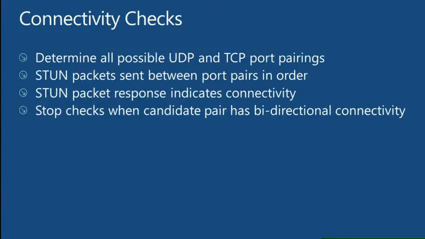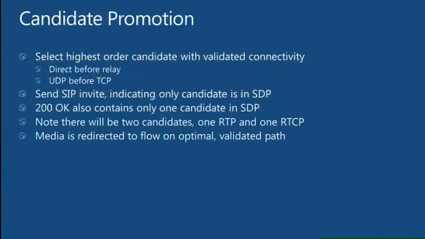Next step, connectivity checks. Now, the 2 endpoints know where to reach each other. Now they will determine all the possible UDP and TCP port pairings. Of course, we will never communicate from UDP to TCP, but we will test everything between UDP, and everything between TCP. There will be STUN packets sent between these clients, and we will use them to find out if there is connectivity. Once we have validated connectivity between two candidates, then we know we can use that, and we remember that for establishing the final media session.